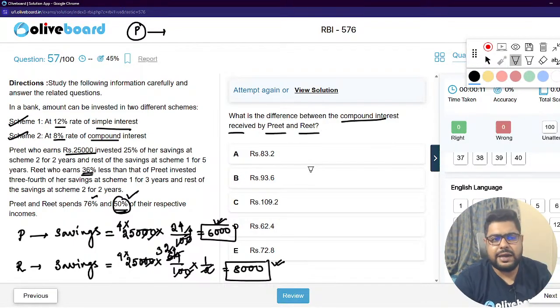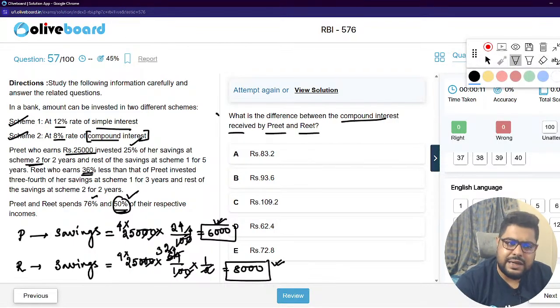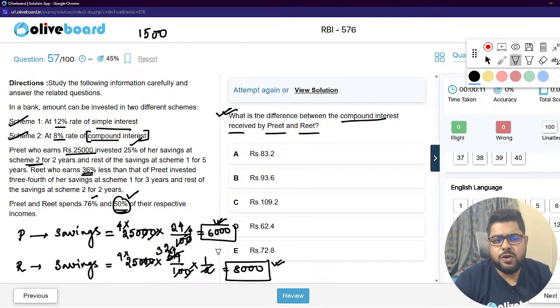Achha, let's calculate that. 25% of her savings in scheme 2, and scheme 2 gives you CI, compound interest. Let me answer this question. 25% of her savings means 1500 rupees. And what about Reet? Reet has 3/4 of her savings in scheme 1, meaning 1/4 in scheme 2. 1/4 of 8,000 is 2,000 rupees. For 2 years. This is also for 2 years.